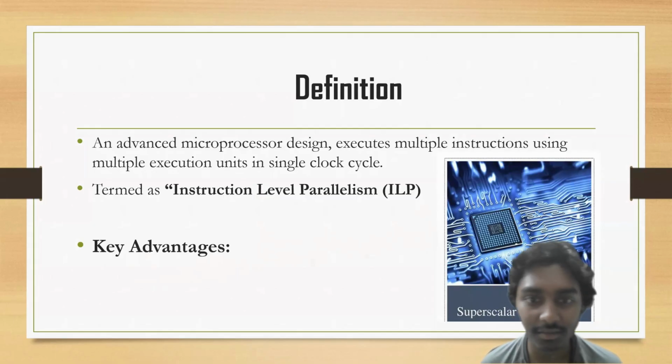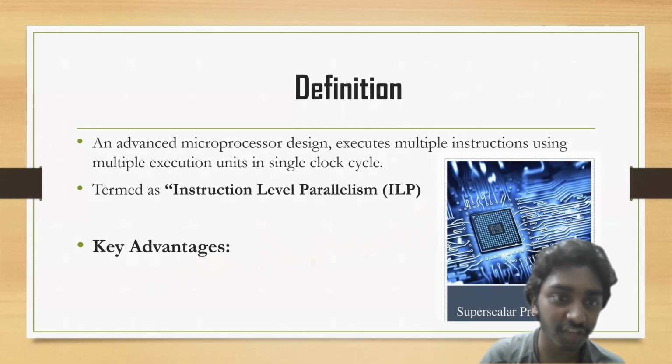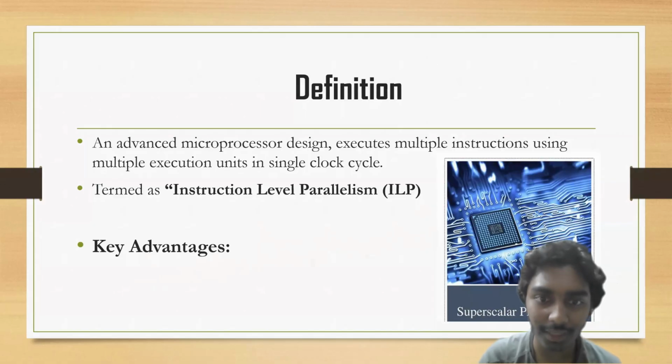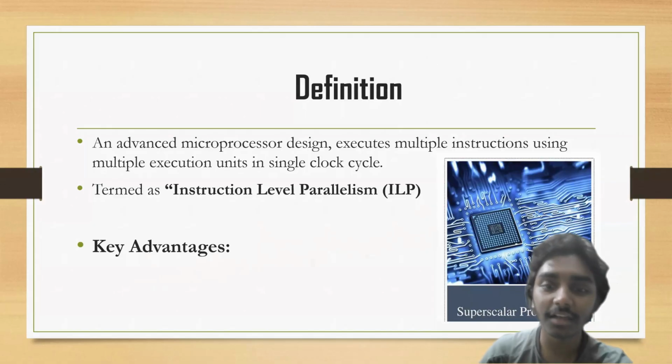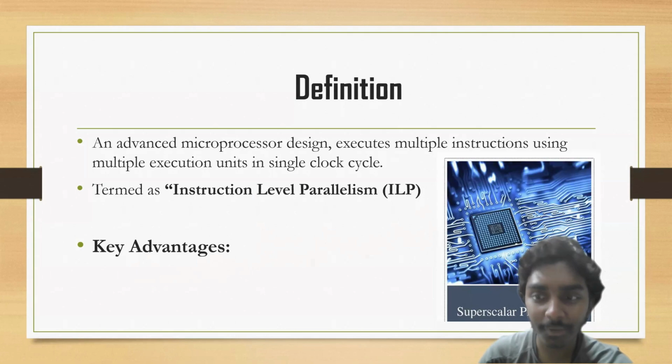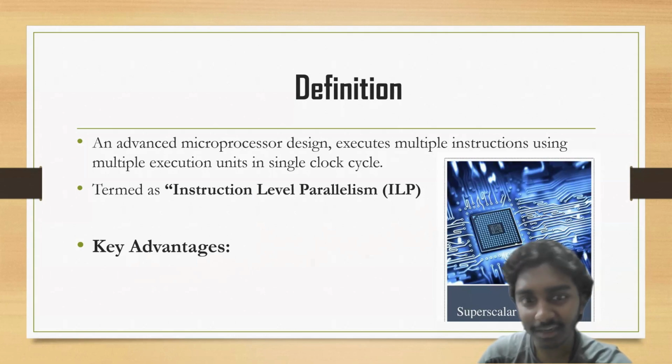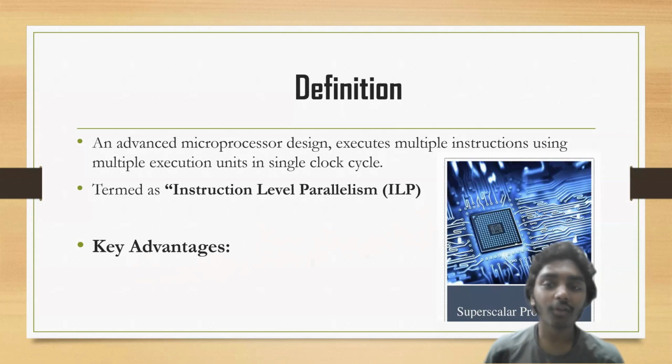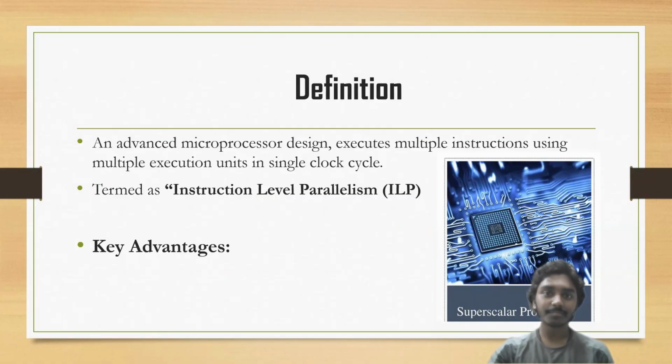Unlike scalar processors, which execute only one instruction per cycle, superscalar processors improve performance by exploiting instruction level parallelism, often known as ILP. This architecture is used in modern high performance CPUs, including those from Intel, AMD, and ARM. It allows programs to run faster without increasing clock speeds significantly.